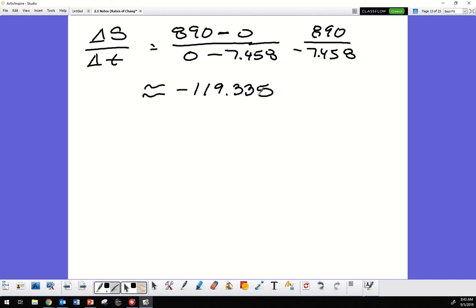Okay. And what is it changing? If it's a rate, it's changing something. A rate is miles per hour, liters per flush, miles per gallon. It's distance over time. So what's my distance in? Feet. And my time is?